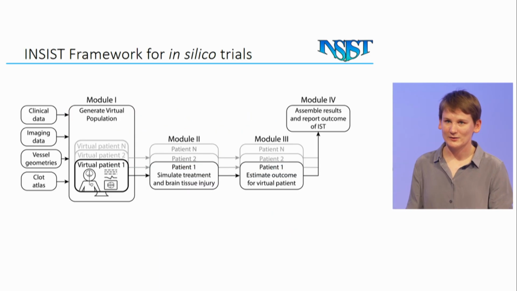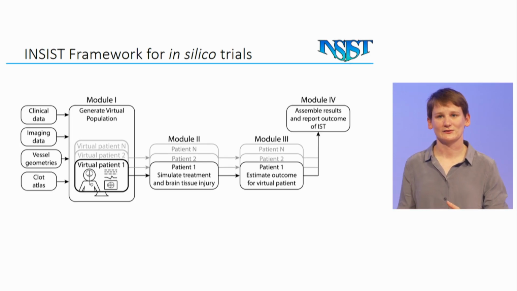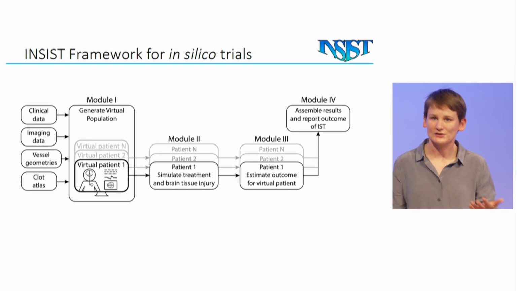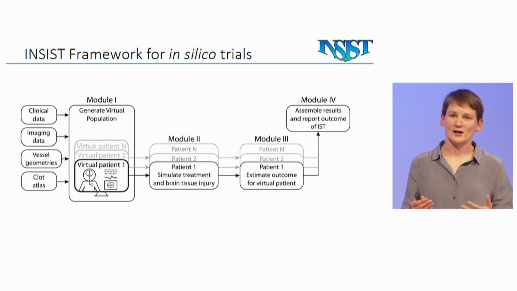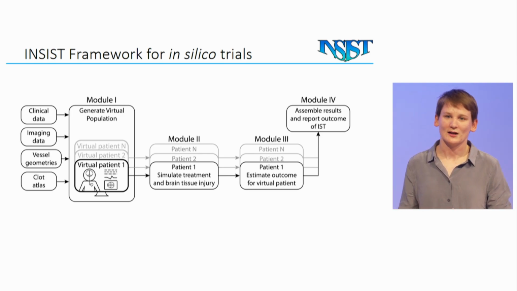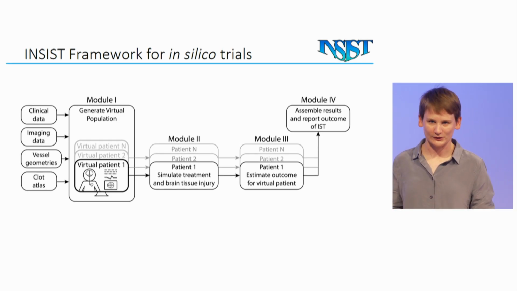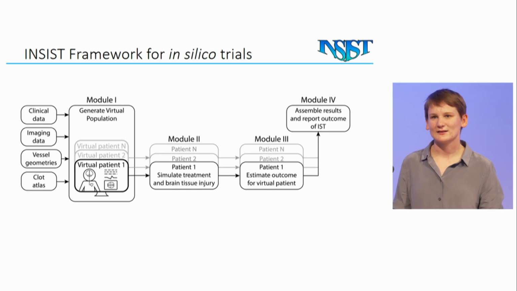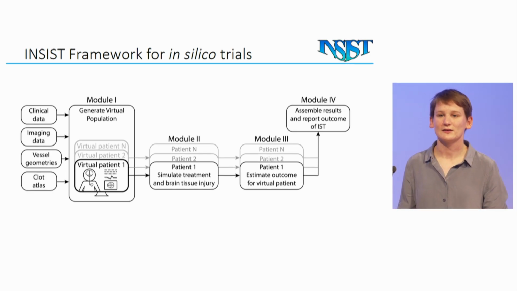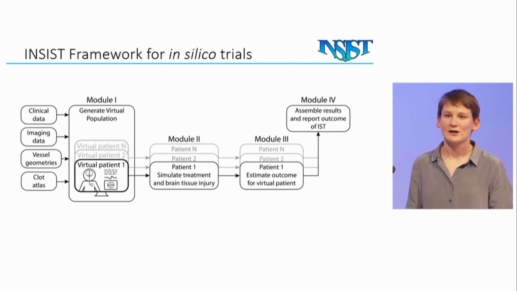So the idea behind the INSIST framework is that we could replicate a traditional clinical trial on the computer. So we do this by generating a cohort of what are called virtual patients. So these patients are not real patients that have appeared at the clinic. They're patients that we have generated that are similar to a patient that would appear at the clinic with a stroke. So once we have a patient and their set of characteristics, we can then attempt to predict the outcome of a treatment and the brain tissue injury on this patient if they were to have a stroke.